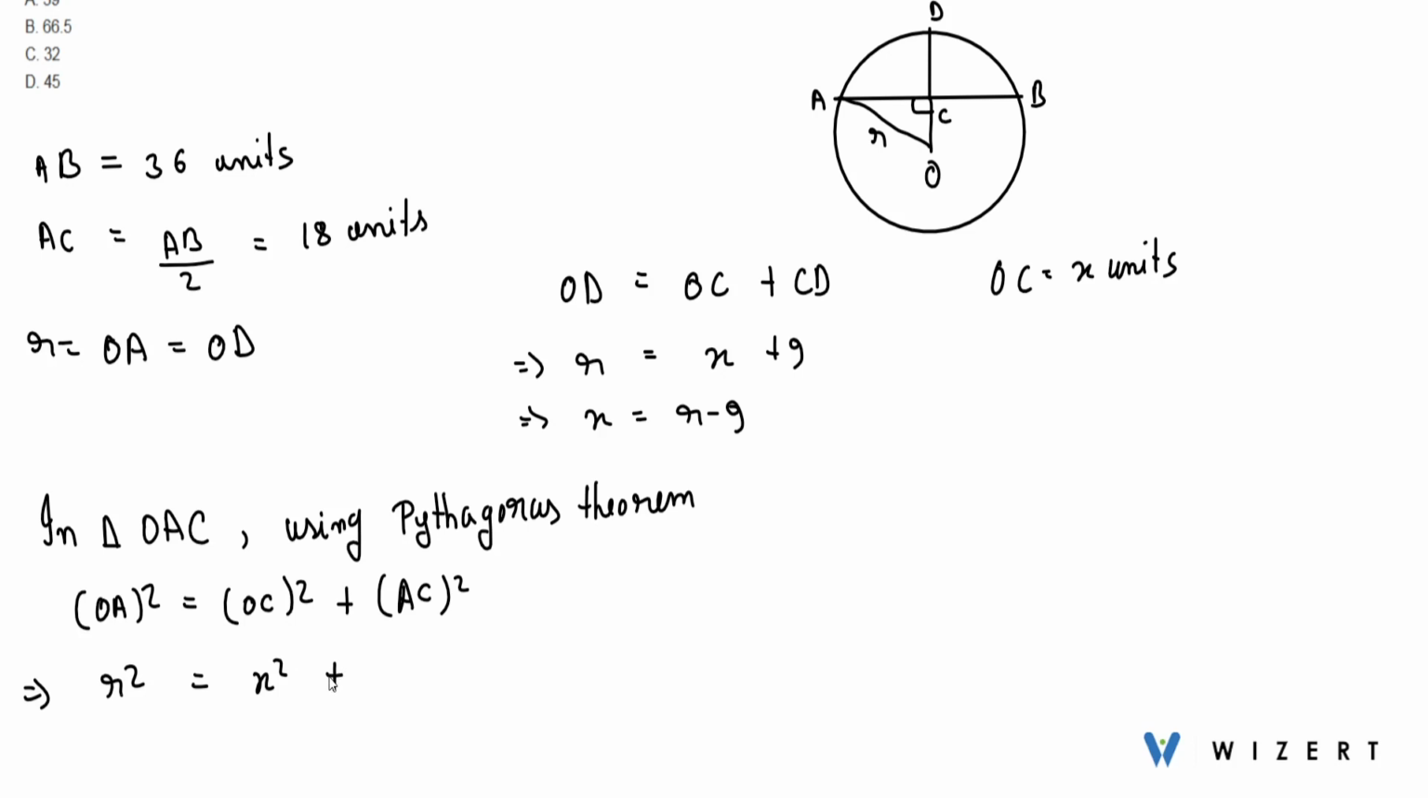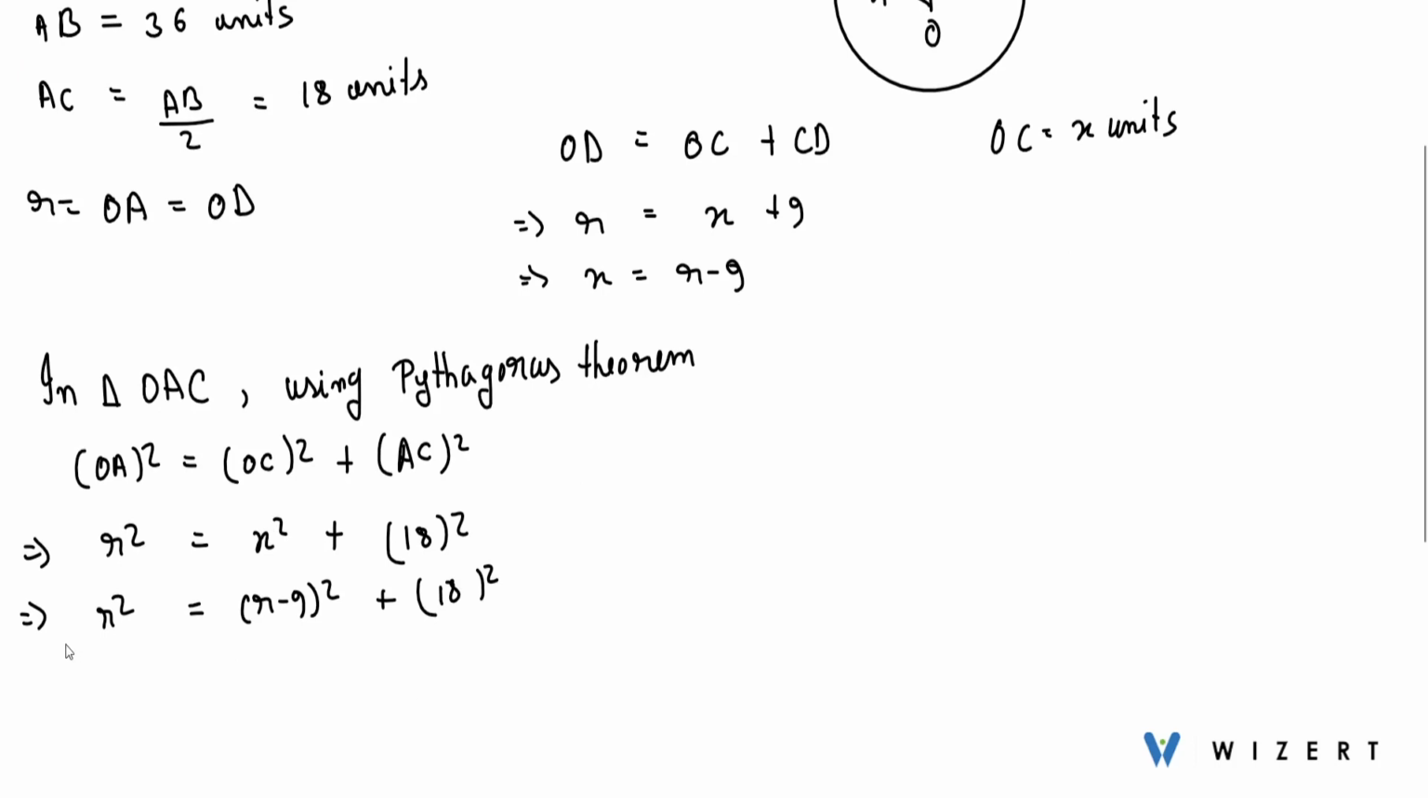where AC is equals, sorry, I made a mistake, OC is equals X units. Okay, so X square plus AC is given as 18 units, so it will be 18 square. Now X is R minus 9, so substitute X equals R minus 9, so it will become R square equals R minus 9 whole square plus 18 square.